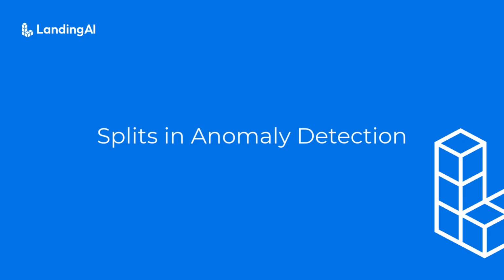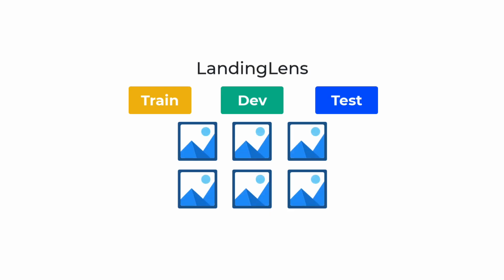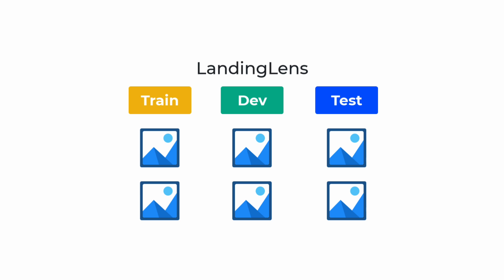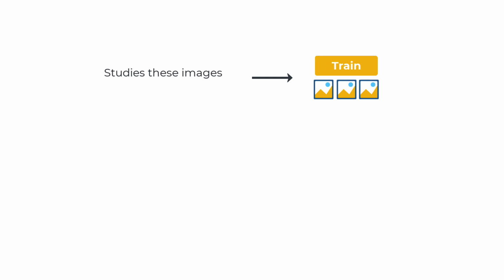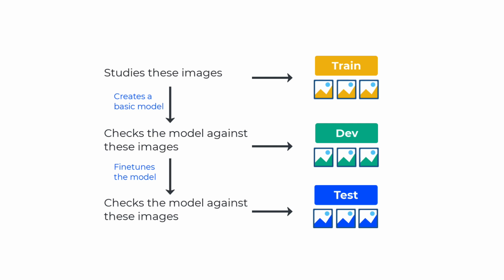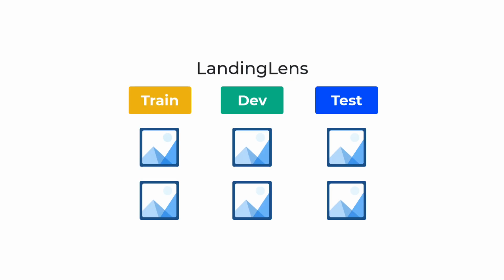Before training an anomaly detection model, it's useful to understand the training splits. When you train a model in LandingLens, images are split into three distinct subsets: the train, dev, and test sets. The model trains on images in the train set, validates itself on the dev set, and then makes predictions on the test set. In anomaly detection, only normal images are included in the train set.